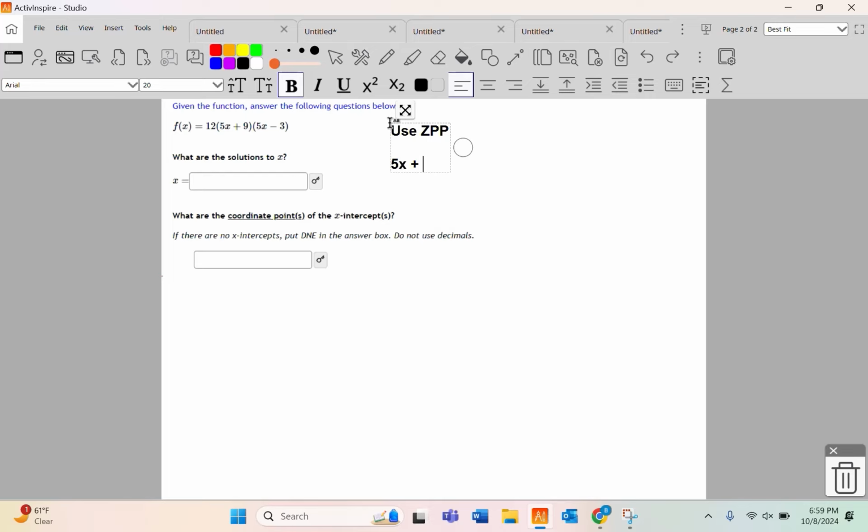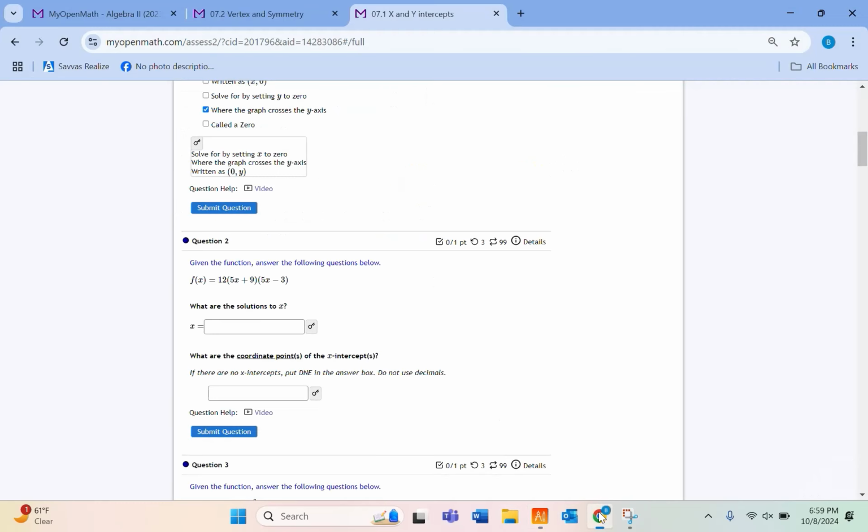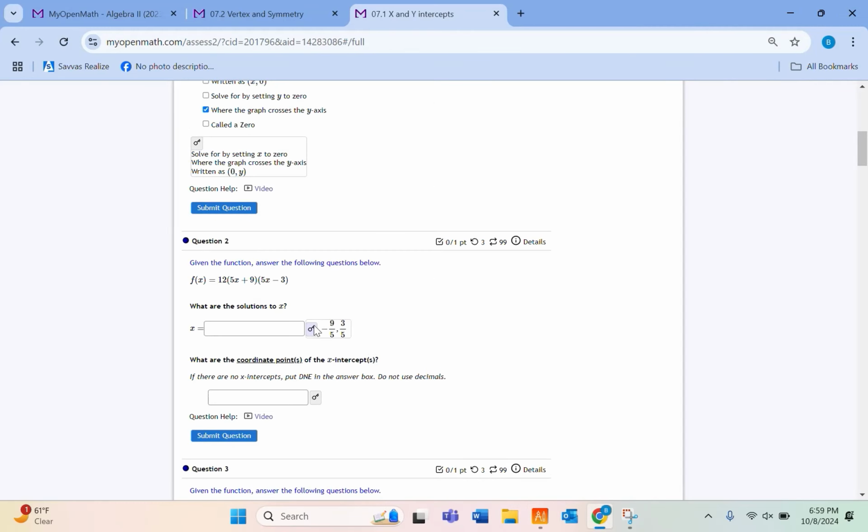So 5x plus 9 is 0. Or, if I can type, 5x minus 3 is 0. Now, 5x plus 9 is 0. 5x is negative 9. Divide through by 5, and x is negative 9/5. That's one of the solutions. And on MyOpenMath, you just do a comma here. Shift that 3 over, divide by 5, x is 3/5. So, just to make sure you guys agree with that, they just use a comma to separate.